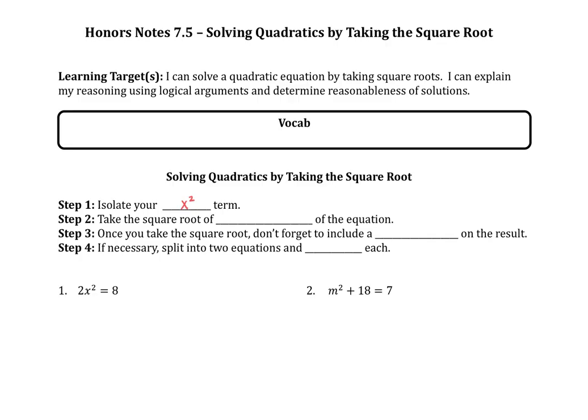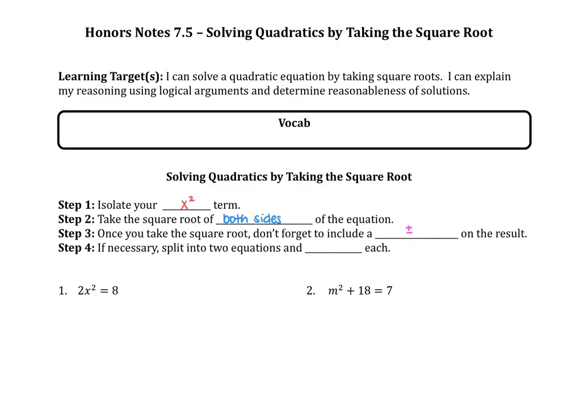Step 2, we're going to take the square root of both sides of our equation. This is basically undoing the squared. Step 3, once you take the square root, don't forget to include a plus or minus on the result.